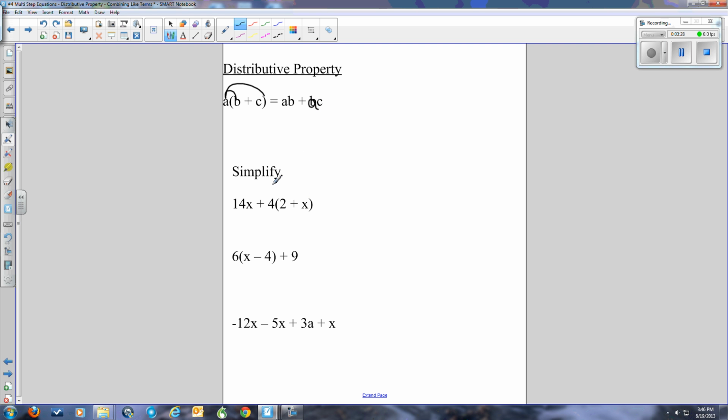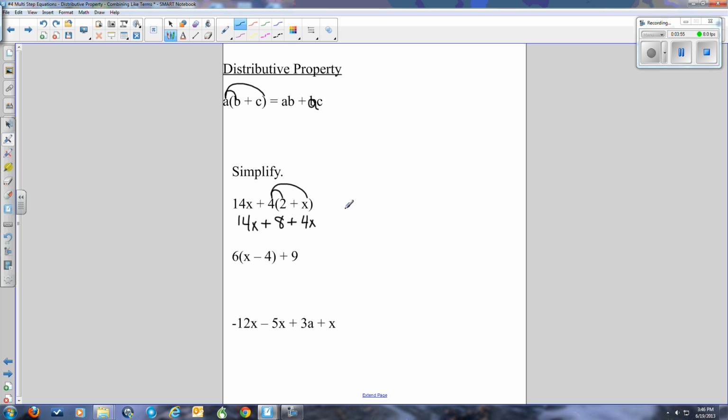So let's see how this works. Let's simplify these expressions. We want to get rid of our parentheses first. So we're going to say 4 times 2, use our distributive property, and we get 8. And then we're going to distribute to the next term. 4 times x gives you 4x. And this was a positive 8, so we'll put a plus in front of it.